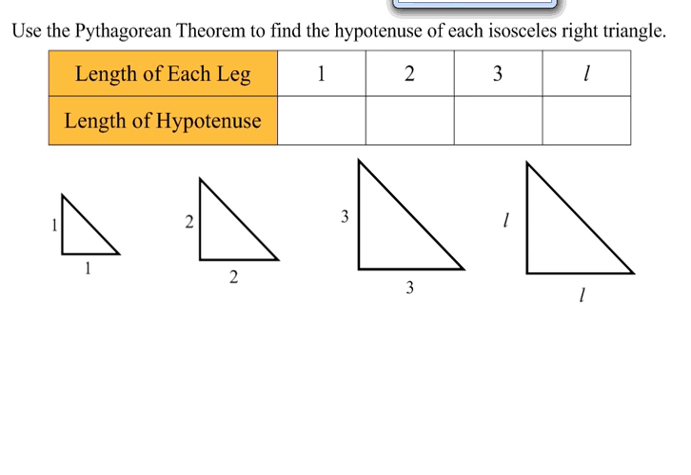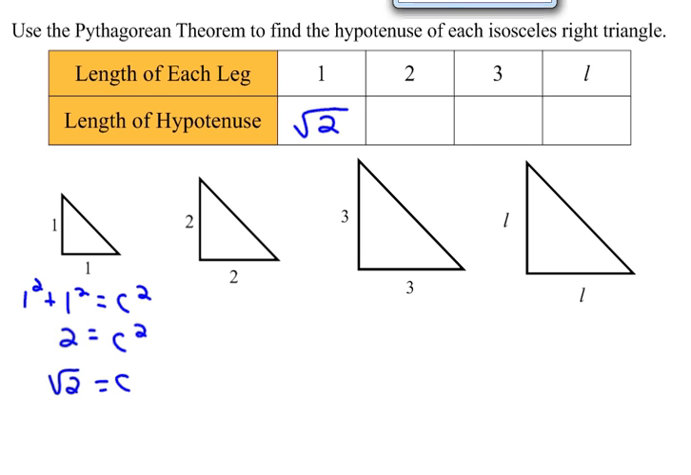All right, so it says here, use the Pythagorean theorem to find the hypotenuse of each isosceles right triangle. So we need to do that. First isosceles right triangle, the legs are 1. We have to find the hypotenuse. 1 squared plus 1 squared equals c squared. Well, 1 squared is 1, right? So 1 plus 1 is 2. C squared equals 2. Take the square root of both sides. C equals the square root of 2. So we'll put the square root of 2 here.